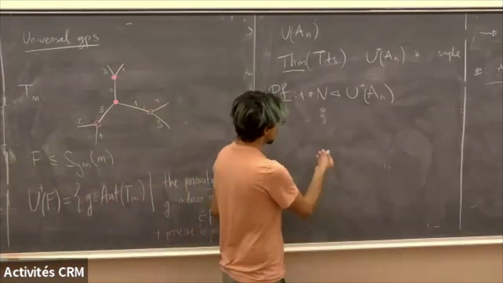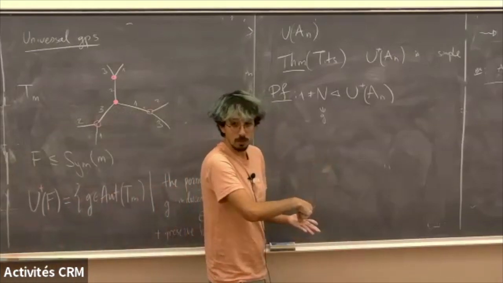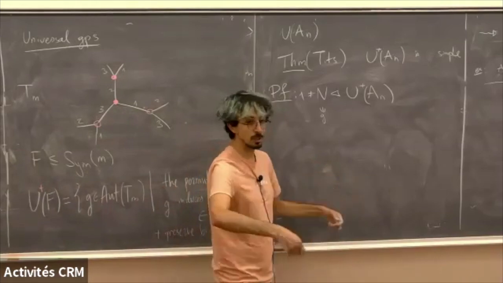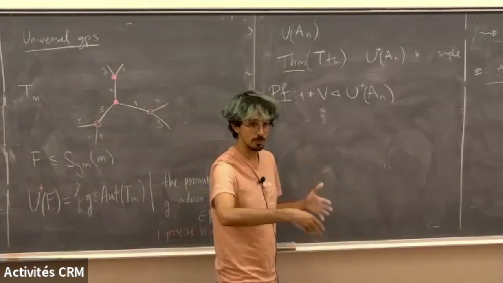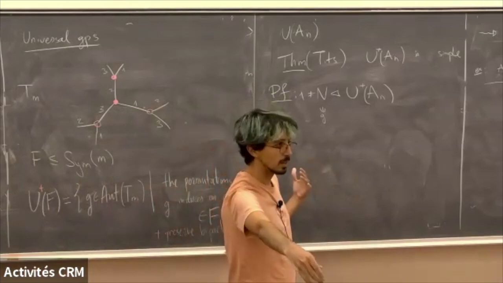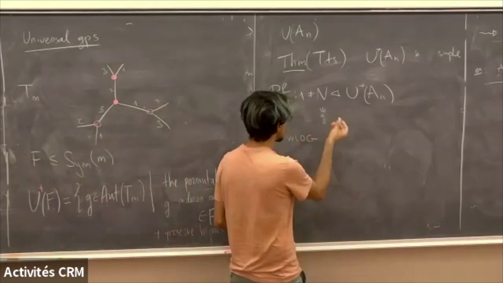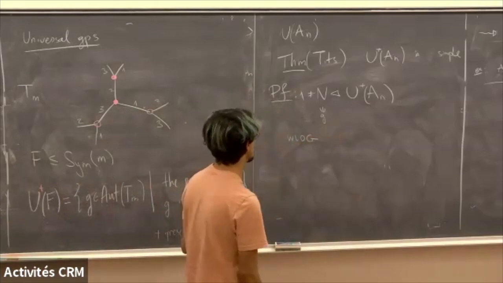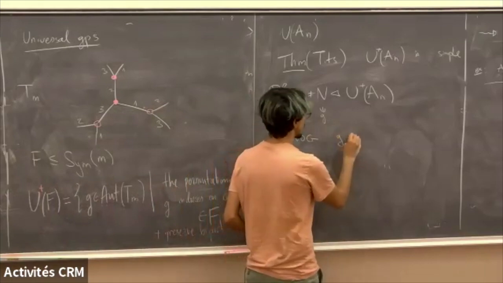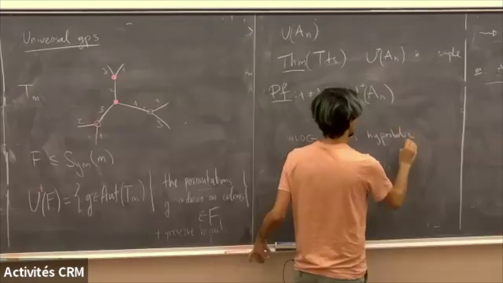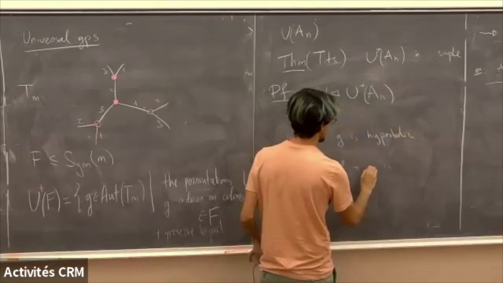Okay. This G can be elliptic. It could fix a vertex. If it fixes a vertex, well, playing with G and its conjugate, we create one that does not fix a vertex, and in fact is hyperbolic. So, without loss of generality, by which I mean up to changing G by a commutator, G is hyperbolic, meaning it has an axis.